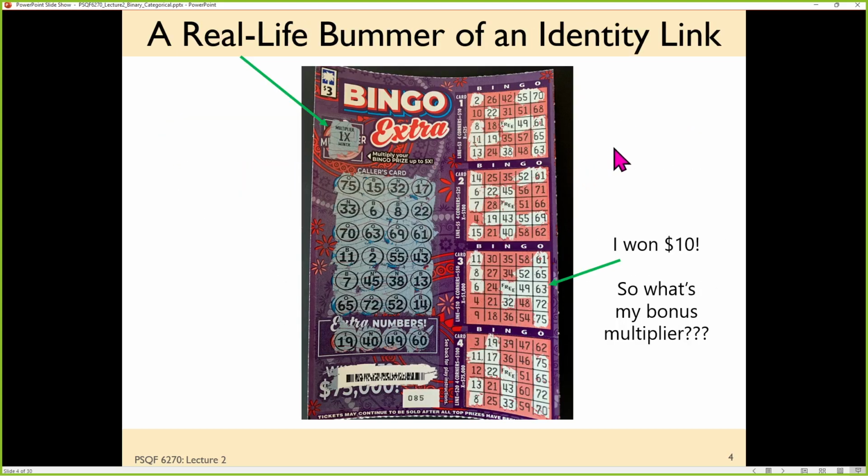And yes, my family's like, why are you taking a picture of a scratch-off card on Christmas morning? Because I'm going to put it in my class, of course. That's the first thing I thought when I saw this. It's like, oh, this is a great example of an identity link.